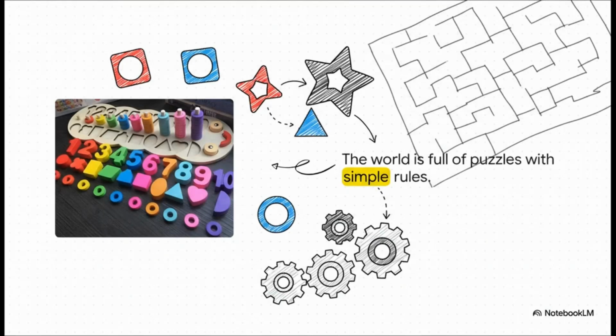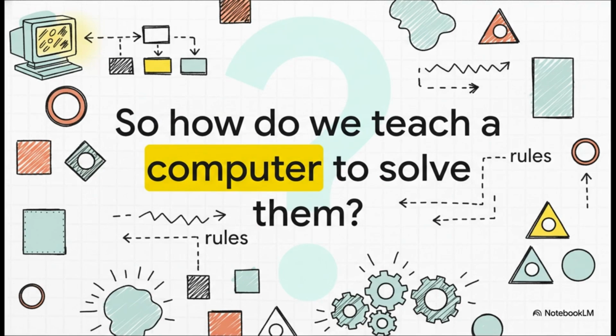Let's just start with a super simple analogy. Look at this kid's toy, right? You've got different shapes. Those are your decisions. You've got the holes. Those are all your options. And then you have one very simple, very strict rule. The star has to go in the star-shaped hole. And it turns out the world is just full of puzzles exactly like this, just with a few more moving parts. So the big question is, how do we take that simple logic, shape, hole, rule, and teach a computer how to apply it to problems that are way, way more complex than a little wooden toy?